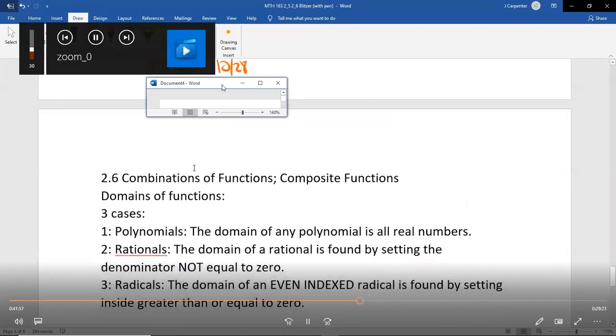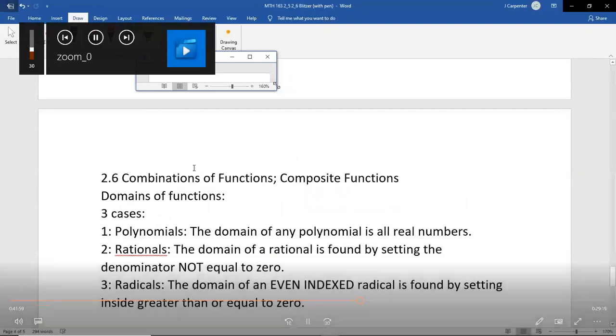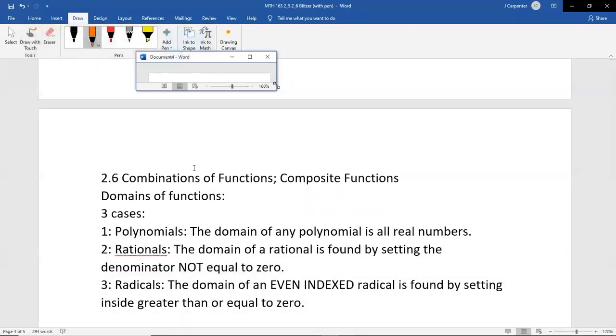So now we're in 2.6, combinations of functions and composite functions, which is just another type of combination of functions. Before we even get to the title of this section, we're going to study the domain of functions, something that I alluded to a while ago, that we'd come back to. We studied domain and range of graphs. We said domain is left and right, range is up and down. We studied domain and ranges of just sets of points. Domain was the x values, ranges was the y values. But we said that we didn't study the domain of functions written out as functions because we were going to save it for later, and here it is.